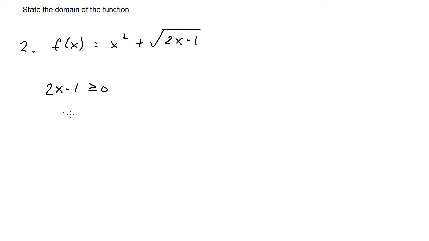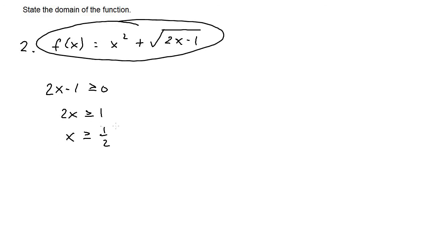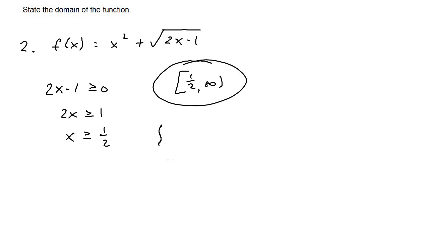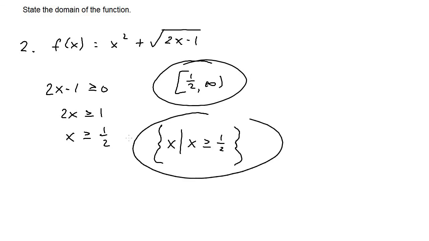So if I go ahead and solve, we add 1 to the other side, so 2x is greater than or equal to positive 1, and then x is greater than or equal to 1/2. So basically the function exists for all x values that are greater than or equal to 1/2. We can write this in interval notation as from 1/2 to infinity. This is the easiest way to write it. And then in set notation, you use the curly braces once again for all x values such that the x values are greater than or equal to 1/2. That's how you write it in set notation.